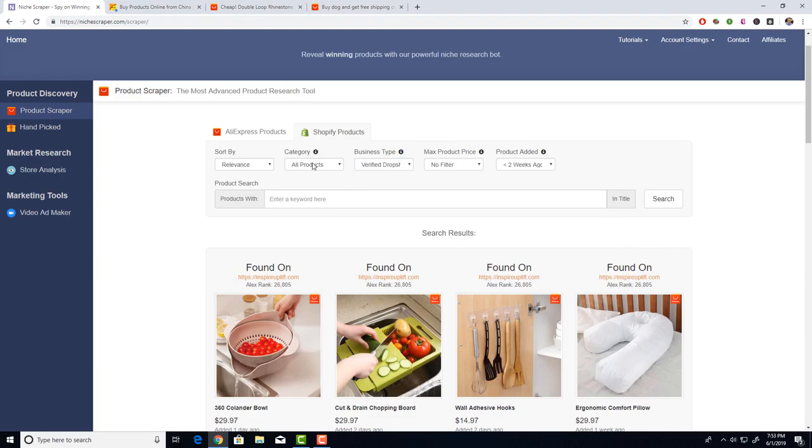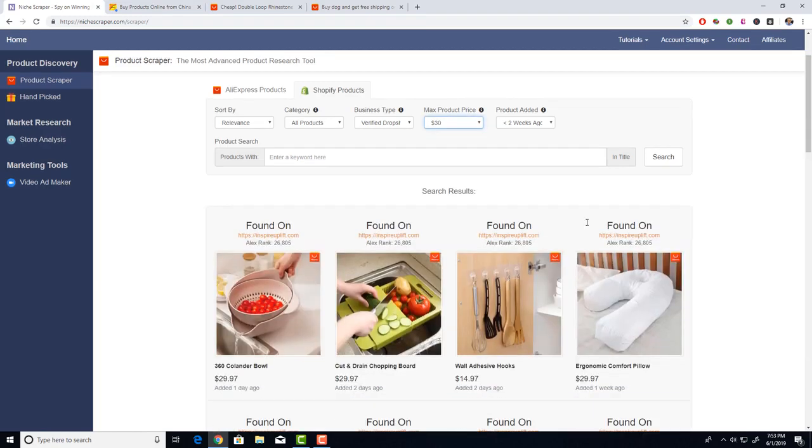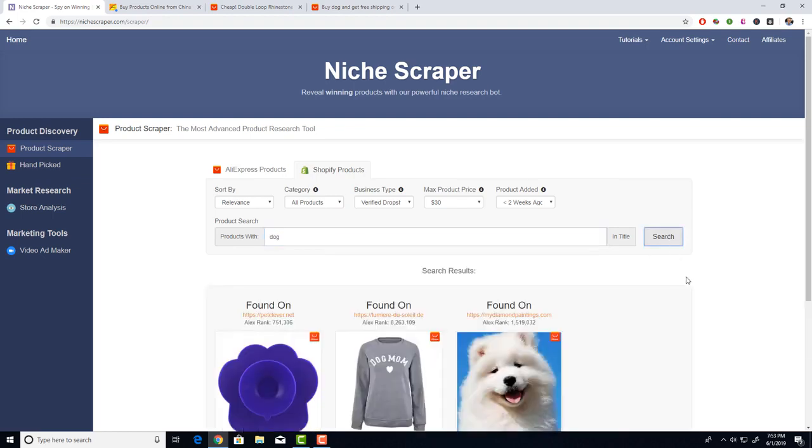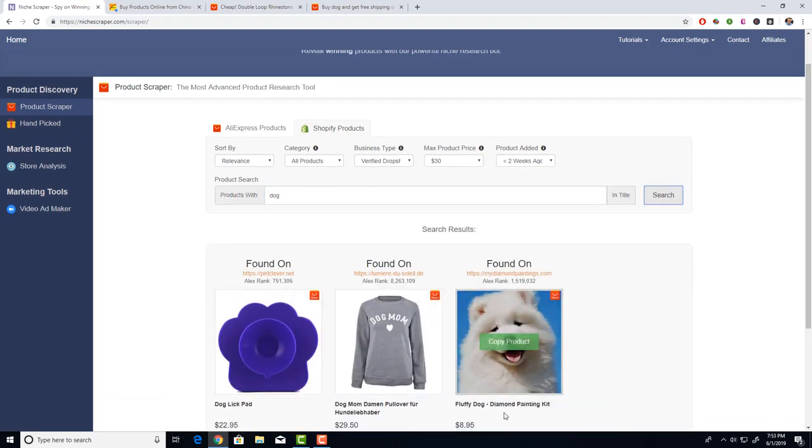And you can even come in here, change the category. You can change the max product price. So if you only want to see products that are under like $30, you can do that right here. You can sort by relevance. So what that means is essentially if you type in dog into the search box, it's only going to show you products with dogs in the title right here. It has to match exactly. And it's going to show you which products are most relevant to your search.